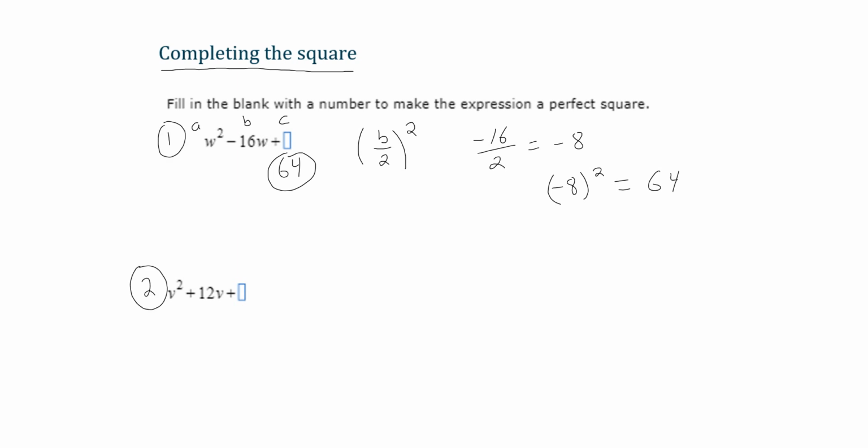Now, if you'd like to try this problem, go ahead, pause it. I'm going to continue on. Okay, so here's our B, 12. We take 12 divided by 2, that's 6. And 6 squared is 36. So that's our answer for number 2. It's 36.